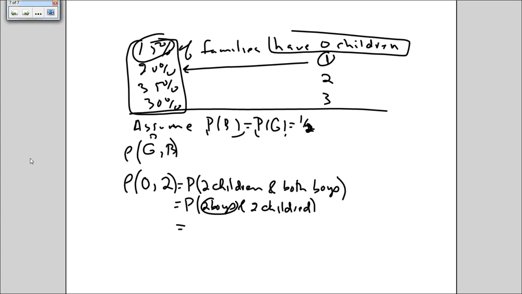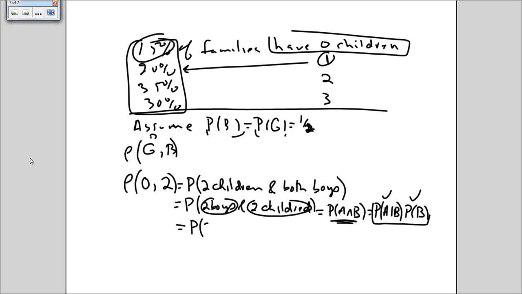If I call this A and that B, this is the probability of A and B, which is the same as the probability of A given B times the probability of B. Why do we want to do this? Because I don't know this answer. But I know the first. I can calculate the first probability, and I can calculate the second probability.